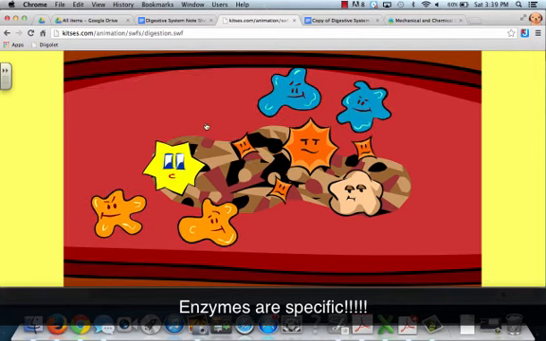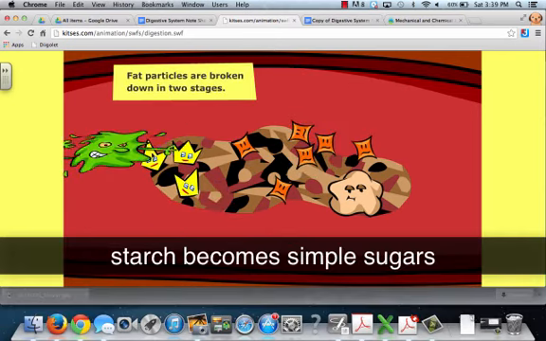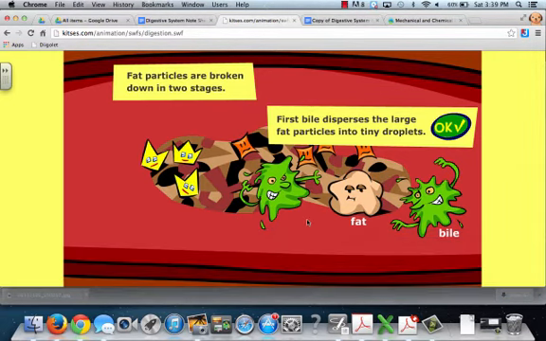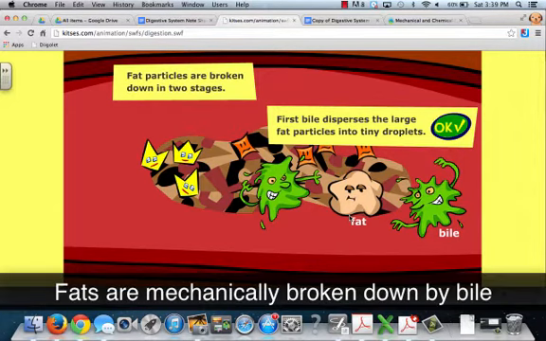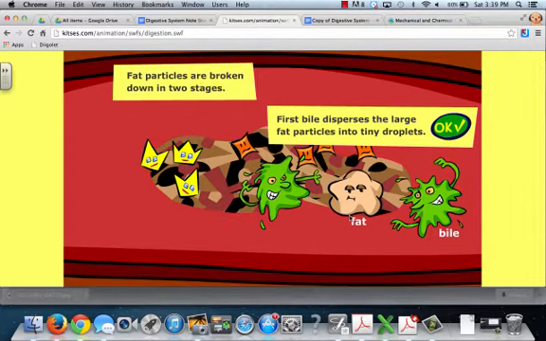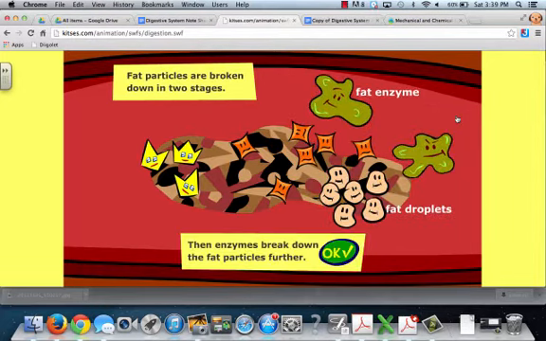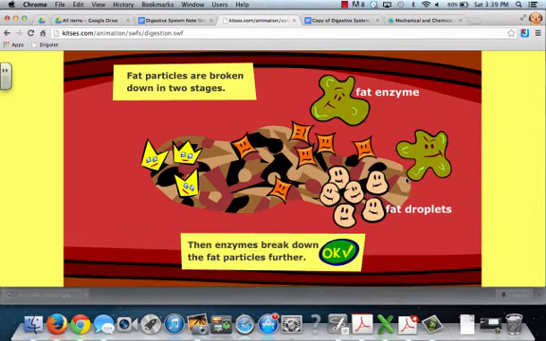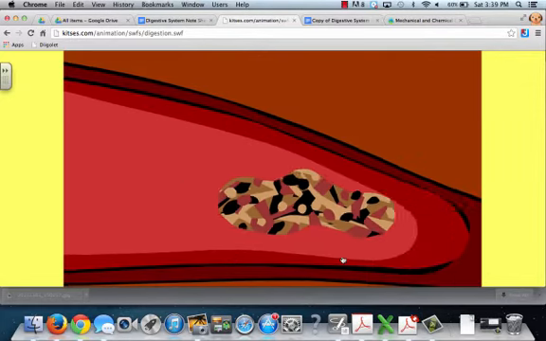So let's watch. We're going to see starch breaking down into sugar, those simple sugars. The protein is broken down to amino acids. Now here is the fat. Fat, first of all, has to be mechanically broken down. And from the mouth, that means something like chewing, just breaking it down into smaller pieces. Bile, which we're going to write down is made by the liver, is not an enzyme. What it does is it breaks down fats mechanically. Okay? Breaks them into smaller pieces so then enzymes can act on them. So let's look. Bile acts on the fats. Now these fat droplets can be digested by the fat enzyme. We'll hit OK. And now they're broken down to fatty acids.